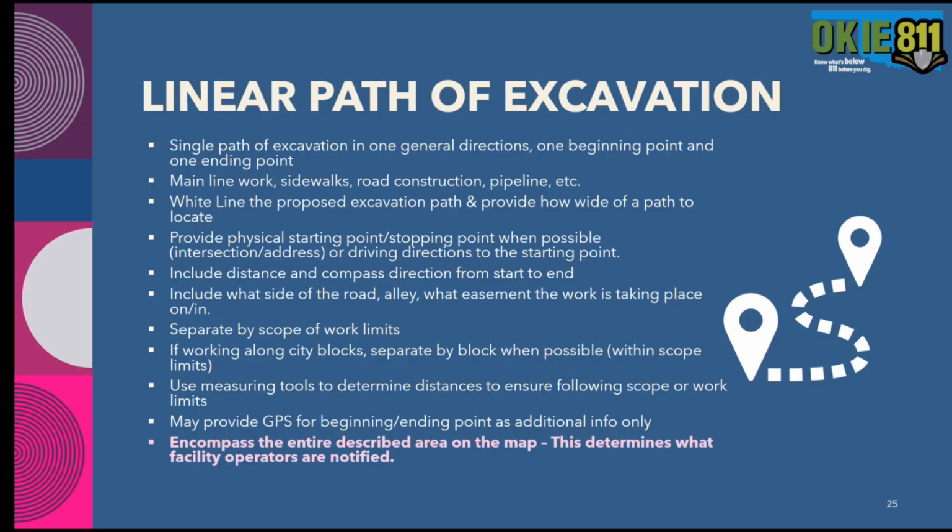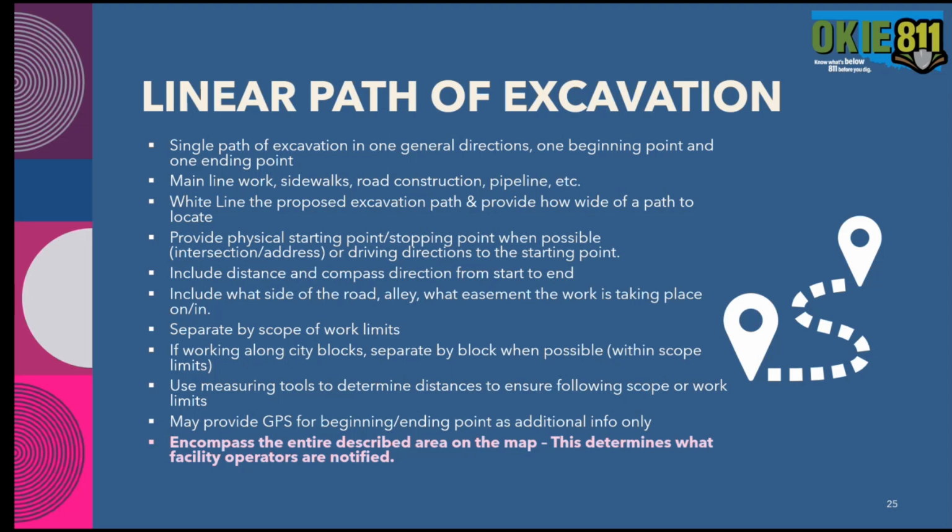Most excavation projects fall within 2 categories: a linear path of excavation, or an area type of excavation. Here is some helpful information about a linear path. Obviously, that's a single path of excavation in one general direction, so one beginning point and one ending point, like gas, sewer, water, mainline work, sidewalks, road construction, pipeline, that sort of thing. We suggest white lining that area and providing how wide of a path to locate when you provide your locate instructions. Provide a physical starting point and stopping point when possible, and that can be an intersection or an address, or you would have to have driving directions to the starting point.